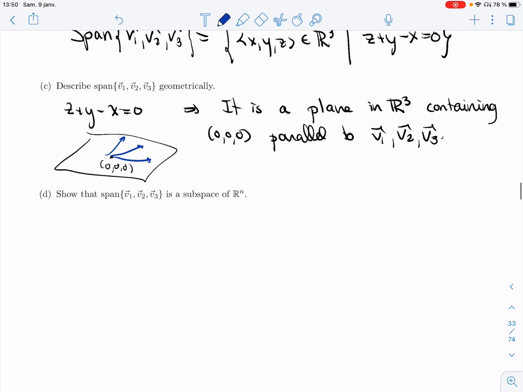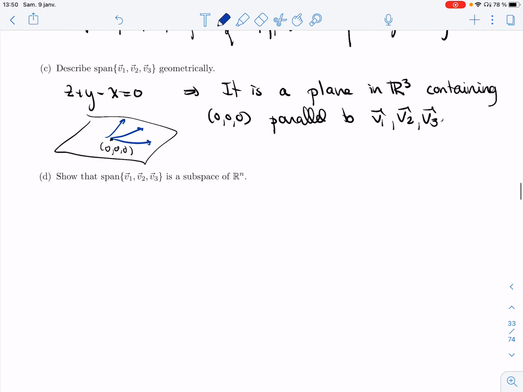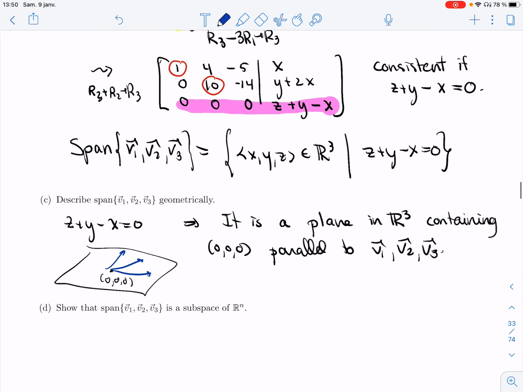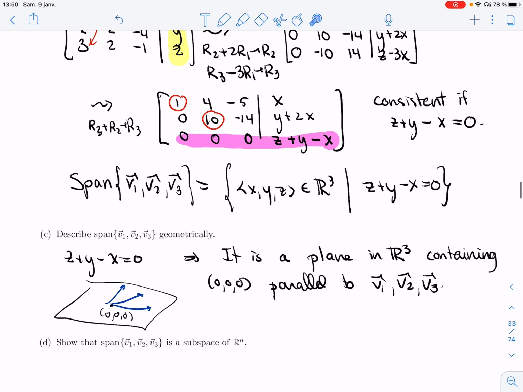All right, show that the span is a subspace of Rn. Now, whenever we ask you to prove that something's a subspace, we have different ways of doing it, right? We could prove the three conditions. We could prove the 10 axioms. At this point, we've proven that any solution to a homogeneous linear system would be a subspace, and so that's what we have right here.